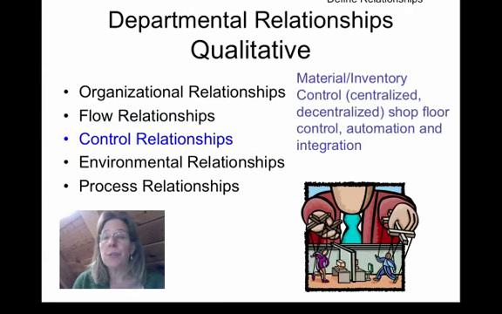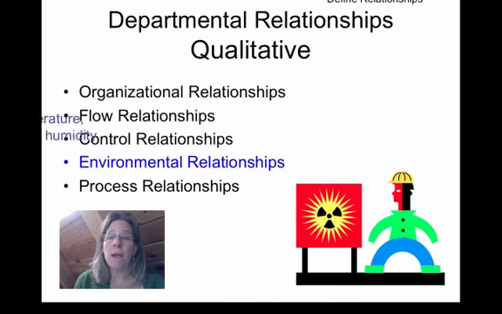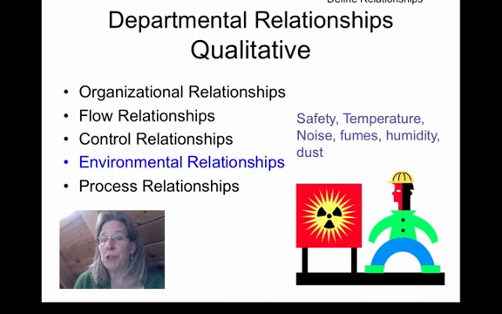And control relationships. So in this case, maybe material or inventory control needs to be in a central location so that everybody can access it. Maybe there's some automation or some control panels that need to be in a central location. So those kinds of things would be something you would also look at. Environmental relationships, there could be safety, temperature, noise, fumes, humidity, dust that you need to make sure are either close to each other or far away from each other. Dust and fumes would be something that you want to make sure are far away from people or at least isolated from them.